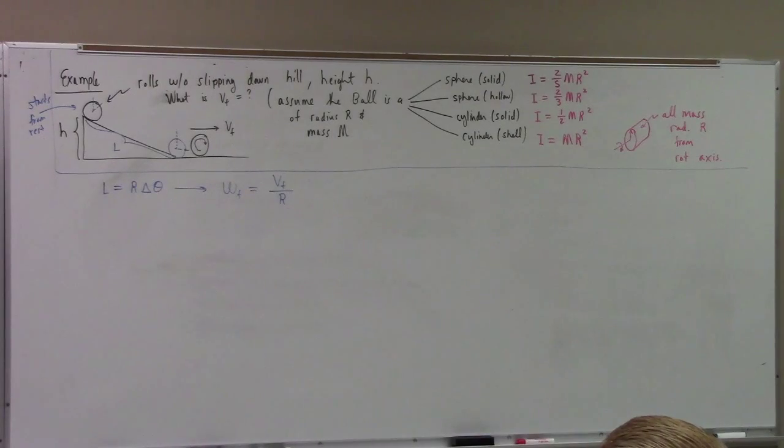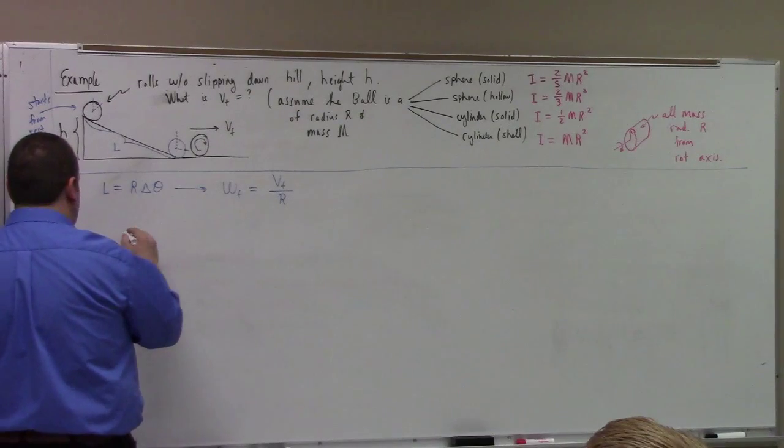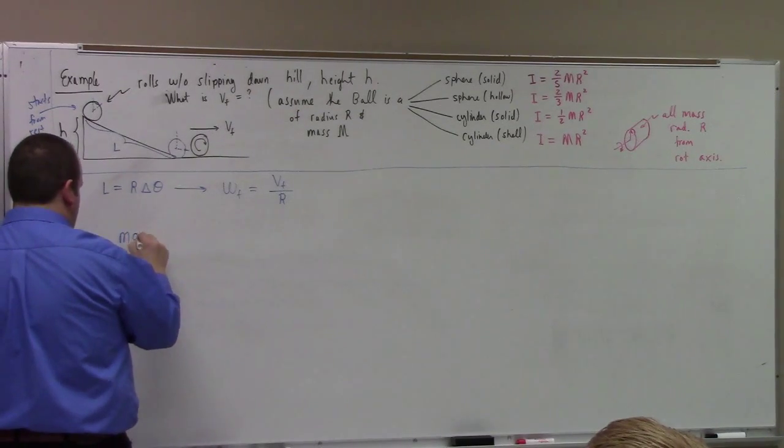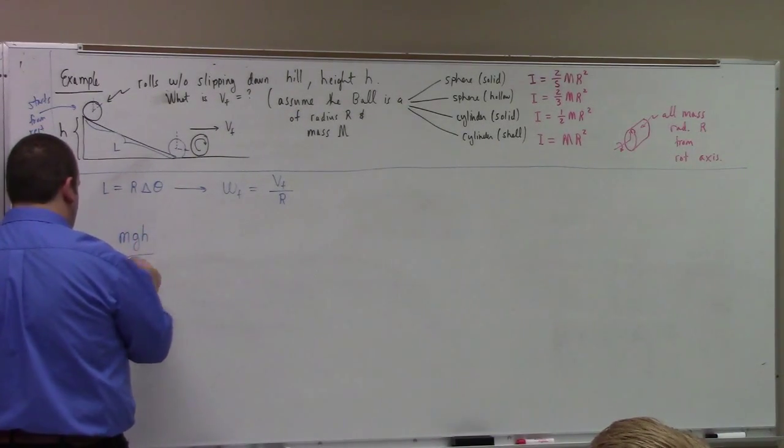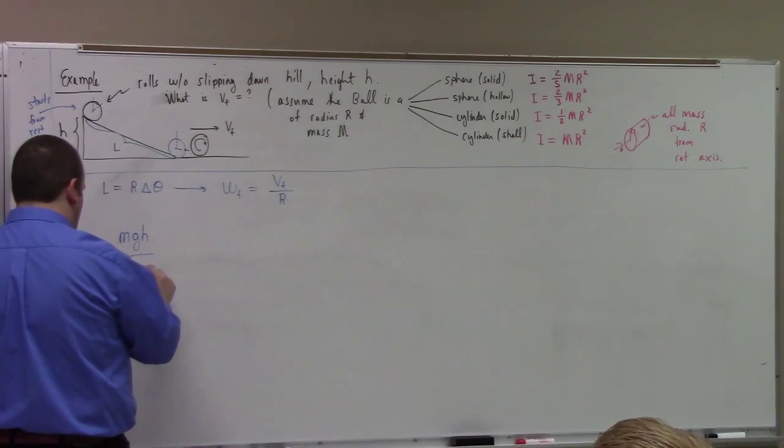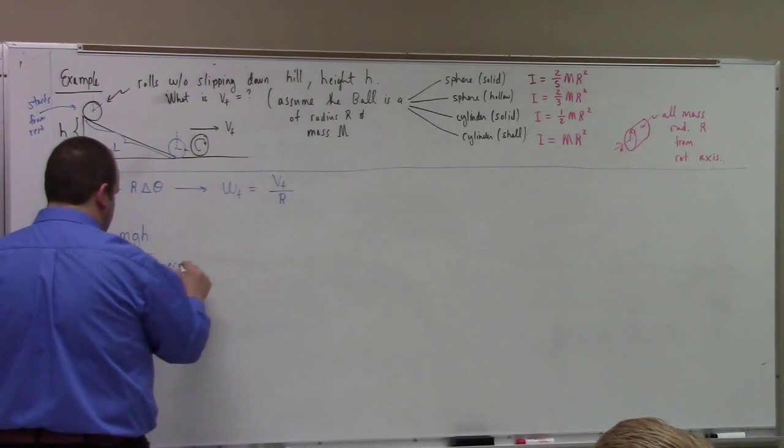So if it's rolling without friction, rolling without slipping, rather, it's a conservative process. So what we can do is conserve energy. And so conservation of energy looks like the following. It looks like mgh. This is the initial energy, right? What should that be equal to?